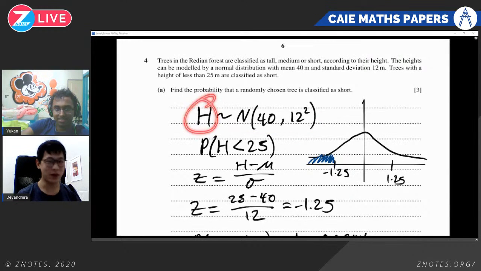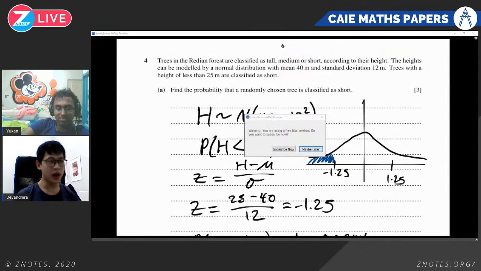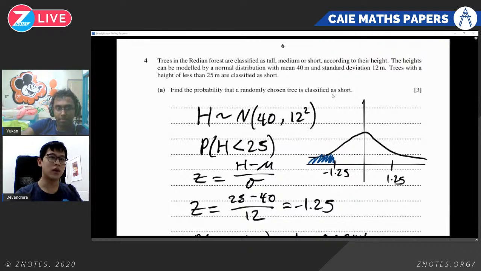The way you write the normal distribution is like this. The H stands for height, though you can put anything you want, x or y, but H because it represents height. The N represents the normal distribution. 40 represents the mean. And 12 squared is technically the variance, but you write it as the standard deviation squared so that it's easy to see what the standard deviation is. Agree? And we're asked to find the probability of the height being less than 25, which is what I wrote here.